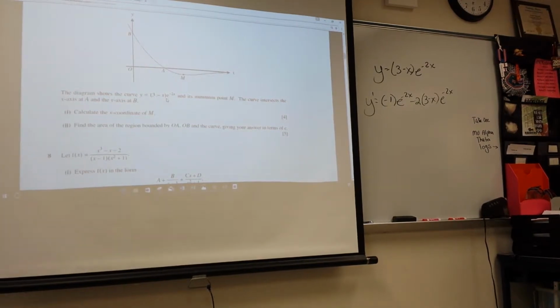This chapter, this particular unit that we're doing, is gearing us up to be able to find the max and min, and to find the area under a curve.